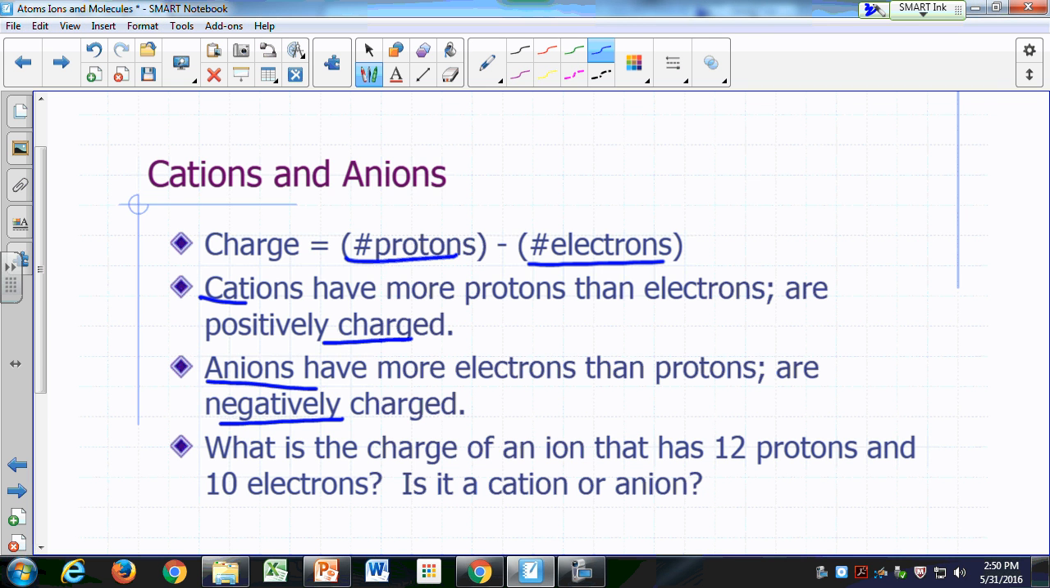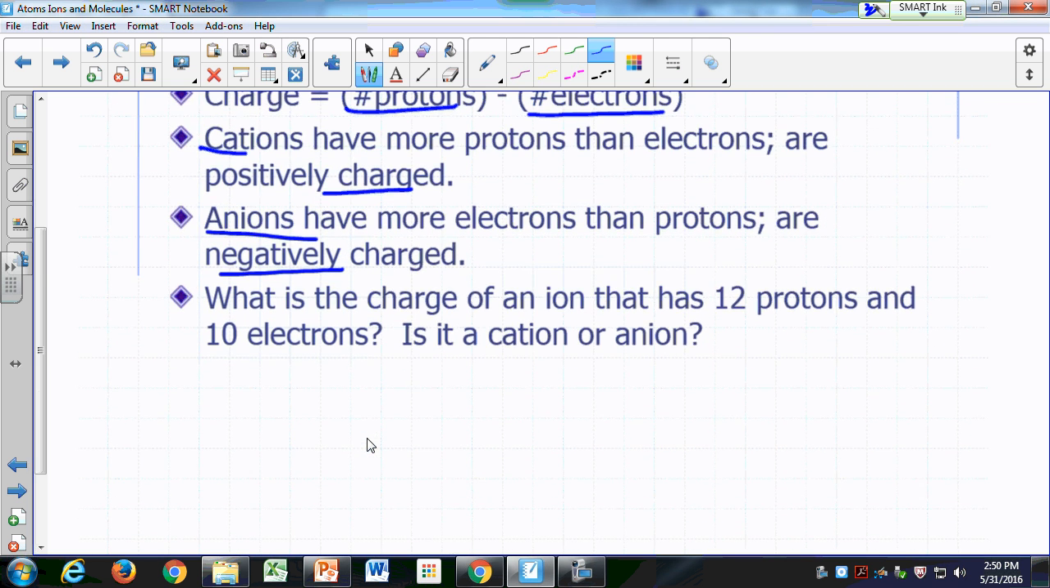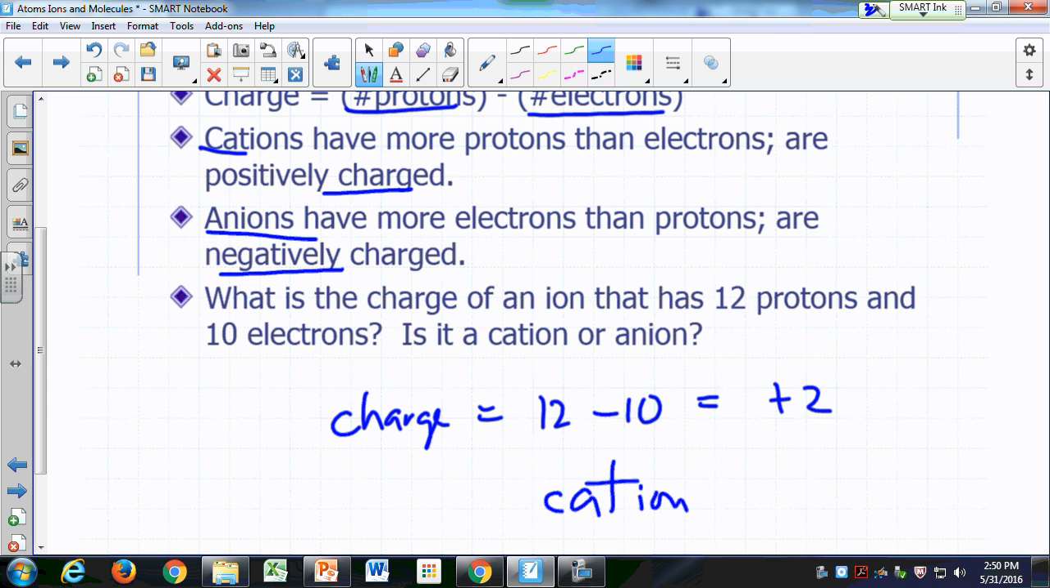So what would be the charge of an ion that has 12 protons and 10 electrons? What's the charge? 2. So it's 12, number of protons minus number of electrons, so positive 2. Is it a cation or an anion? Cation. Here's a way to remember that it's positive: this t that looks like a plus.